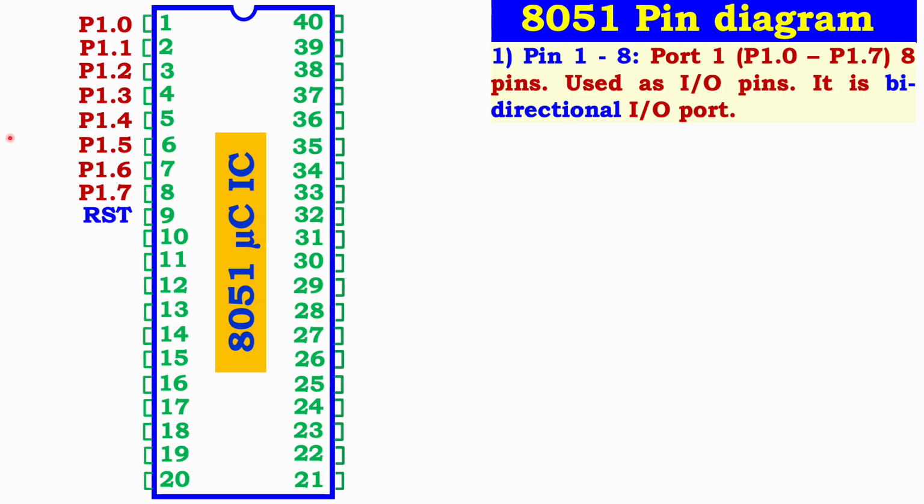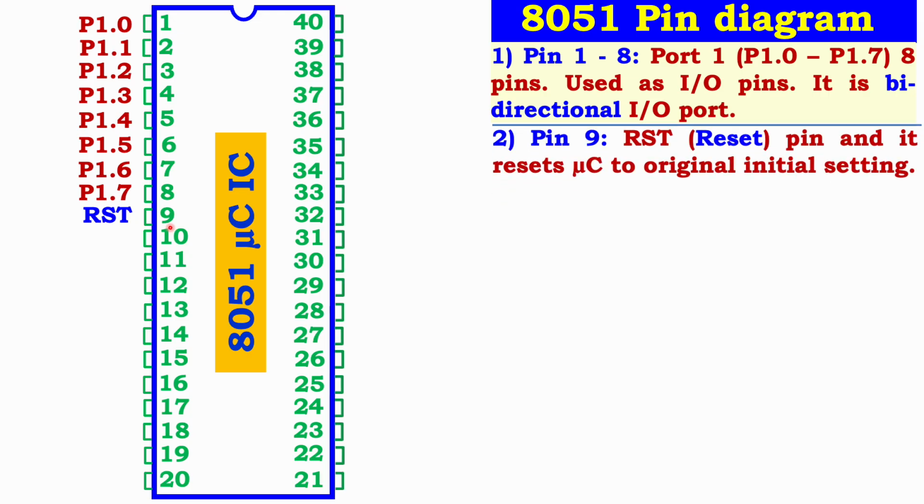Now the second one is the next pin, the 9th pin. What is the 9th pin? It is used for the reset signal. If you want to reset the entire microcontroller, we need to activate this RST signal at pin number 9. This resets the microcontroller to its original initial settings, whatever different settings the user has been using.